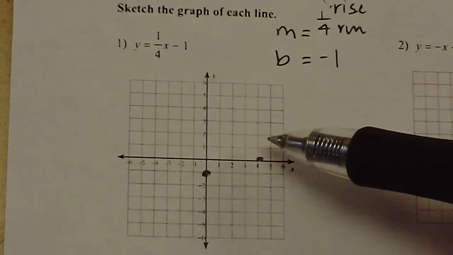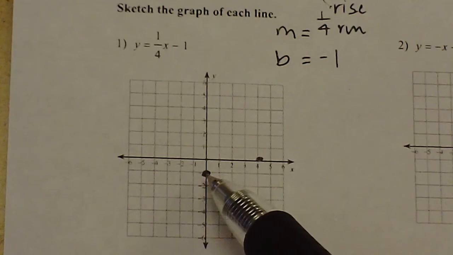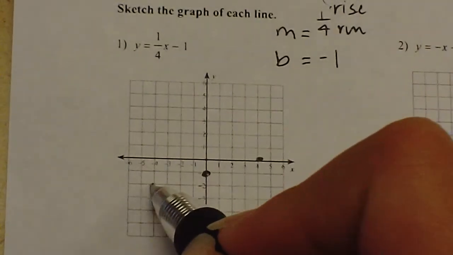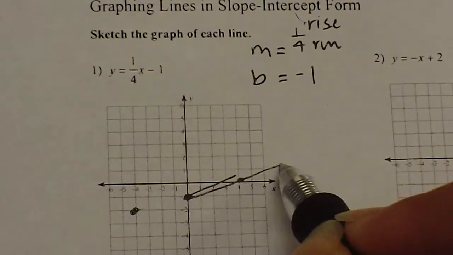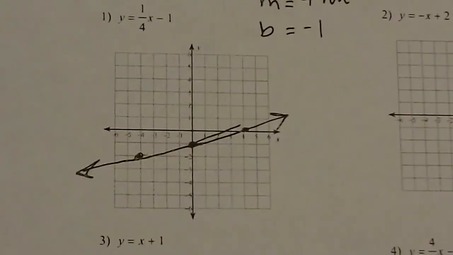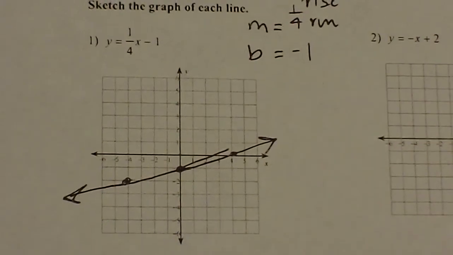I would do it again if I could, but I run out of graph room, so I need to go back to this B, and I need to go the other way. Down 1, 1, 2, 3, 4. You need 3 points right now to make your line, and then you connect those points, and you can see the line. Positive slope, that's pretty flat.